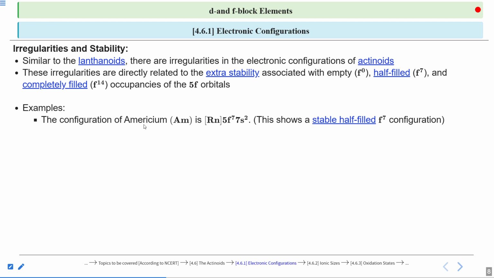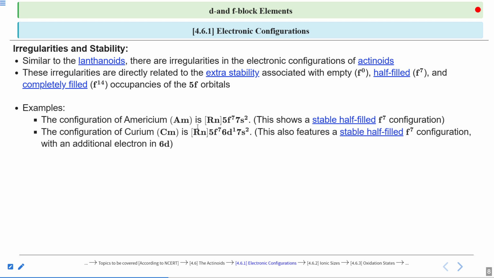So the configuration of americium. If you see Am, the configuration for this element is Rn 5f7 7s2. Now this shows a stable half-filled f7 configuration. You can see we have 5f7. F7 means that half of this f orbital has been filled with electrons, that means 7 unpaired electrons are present in it. That means this is a half filled stable configuration, which is present in americium, that is Am, Rn 5f7 7s2.